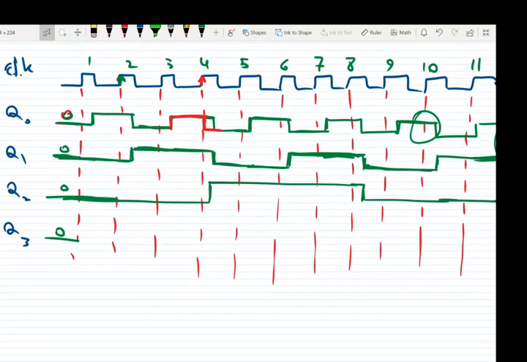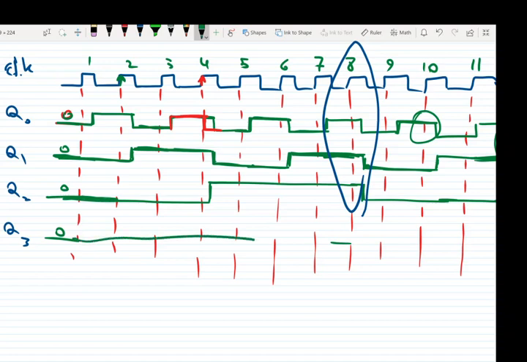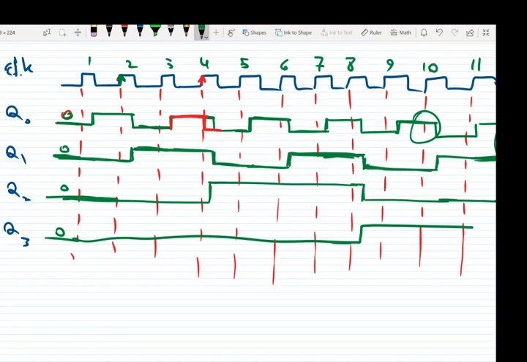And finally, Q3 changes if all of Q2, Q1, and Q0 are 1. So let's see at which moment all of them are 1. Of course, here. Okay, you see all of them are 1. So we can say Q3 is 0 until this moment, and at this moment it will be 1.